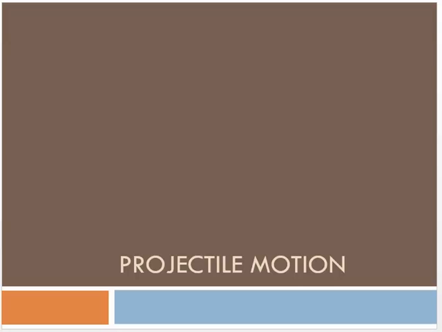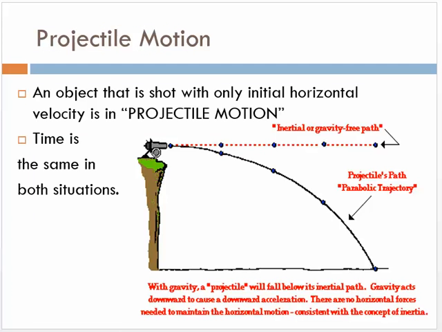Welcome back as we near the end of POE for this year. Today we're going to be discussing projectile motion. An object that is shot with only initial horizontal velocity is in projectile motion.